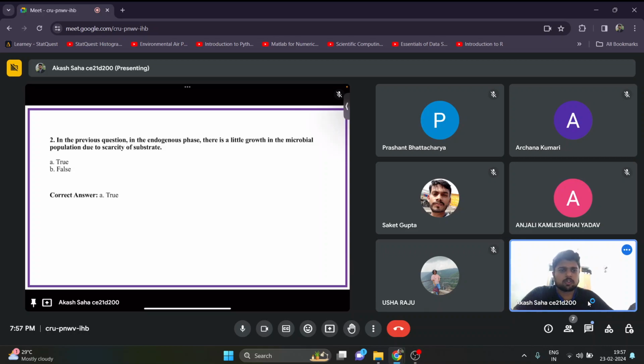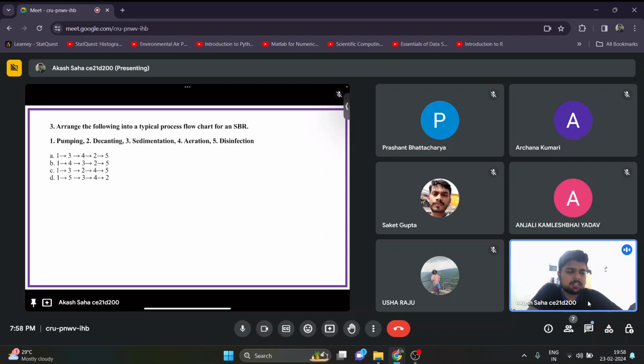Is it clear? So both questions are connected. The endogenous phase is where low soluble BOD results in the loss of viable bacterial cells, and most importantly, lysis of dead cells will happen. So this is about the endogenous phase. Okay, we'll move to the next question.